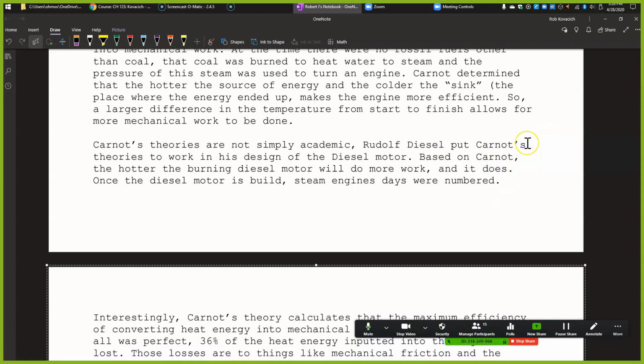The next person is Diesel. Rudolf Diesel, I'm not sure if you knew this, is actually the guy who came up with the diesel motor.